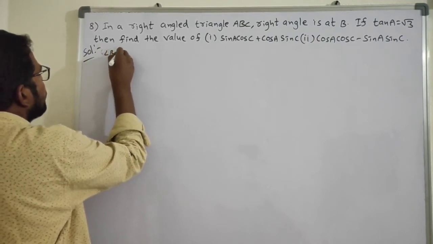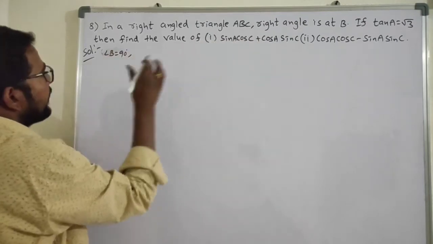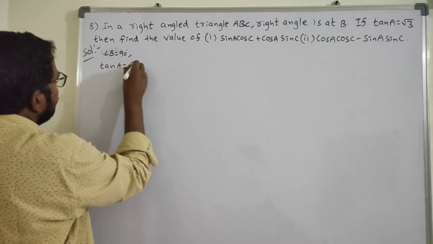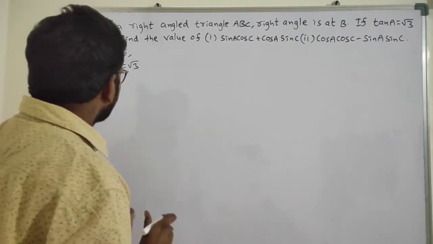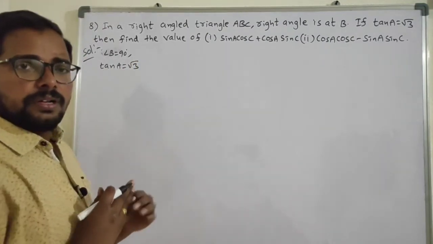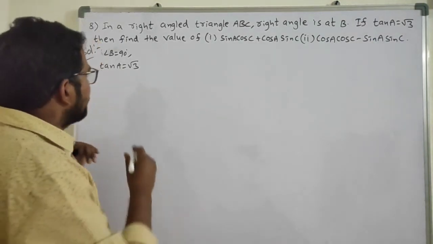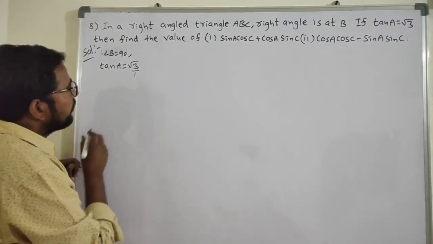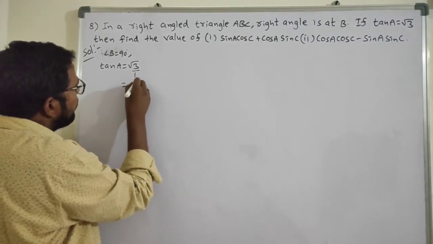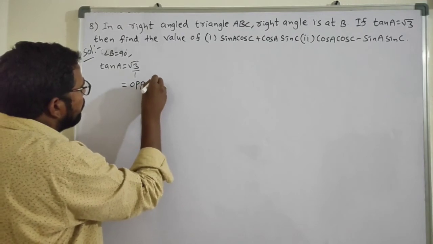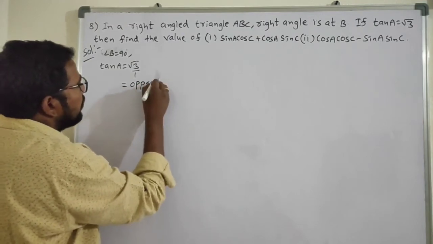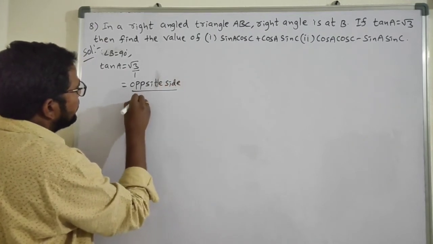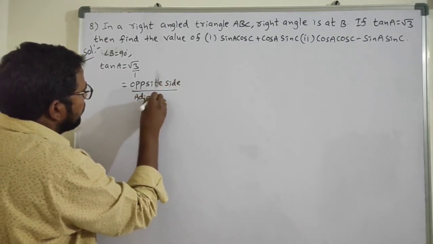Angle B is equal to 90 degrees, and tan A is equal to root 3 is given. So what is the tan ratio? Opposite side by adjacent side. So we can write root 3 as root 3 by 1. So we can write opposite side by adjacent side.